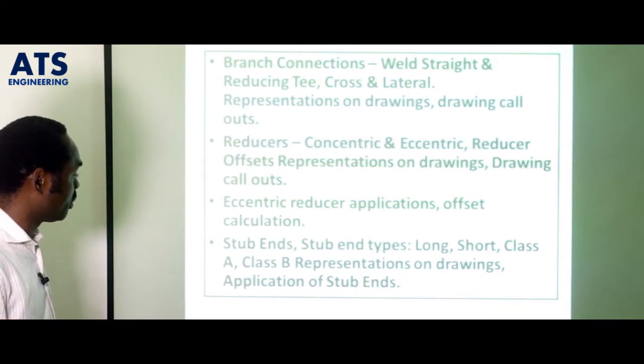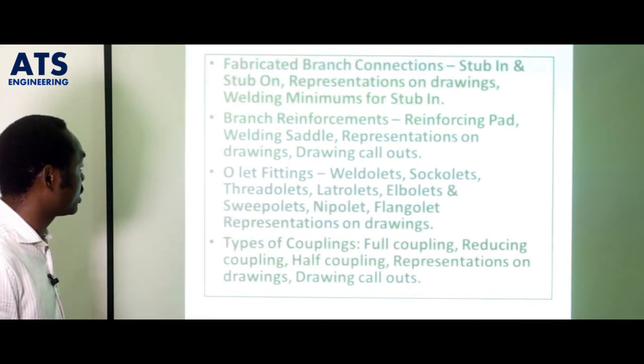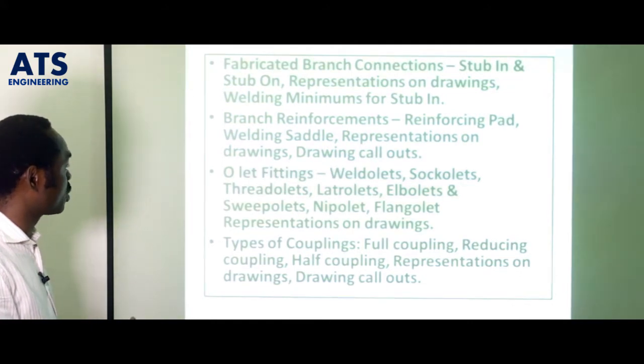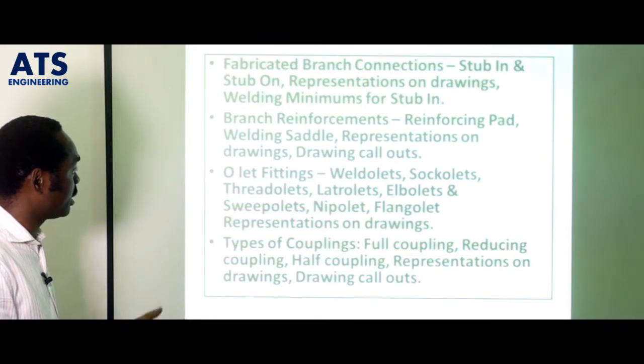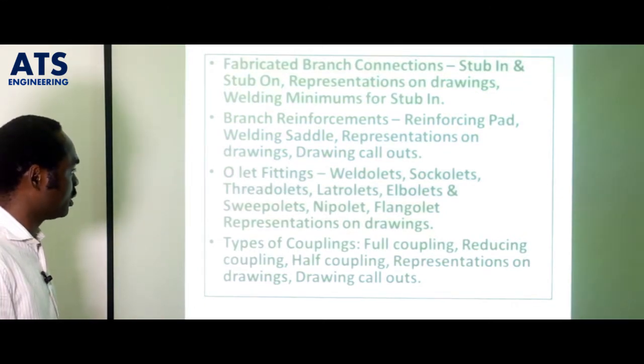Okay, we also look at another type of branch connection, stub-in, stub-on, and mitre bends, mitre bend types, long, short, class A, class B, representation on drawings, and application of mitre bends. Also look at fabricated tees like stub-in, stub-on, and how they are represented in the drawing. Also look at reinforced branch connections like reinforcement pad, weld saddles, and how they are represented in the drawing and how you can call them out in the drawing.